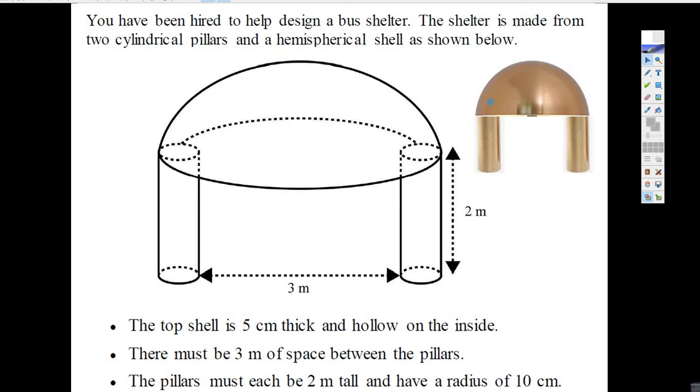I took a real picture of a piece of metal, a lamp actually, but you can see there's a hemisphere, and this hemisphere is sitting on two cylinders like this that go right up to the top. They're right to the bottom of the hemisphere.